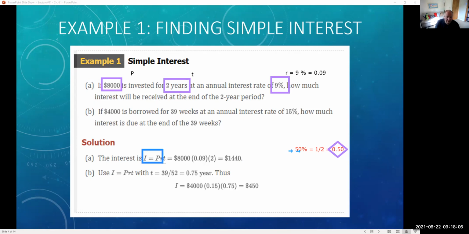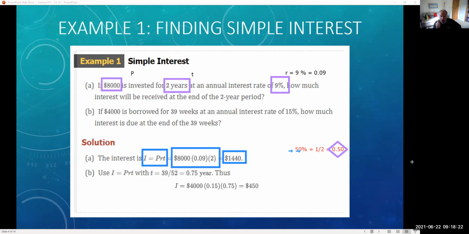I have a formula, I equals PRT. The P is 8,000, the R is 2, and the T, as we have established, is 0.09. So we plug them all in here, and now, as you see, here's our answer. Remember what the question was. The question was, how much interest will be received?